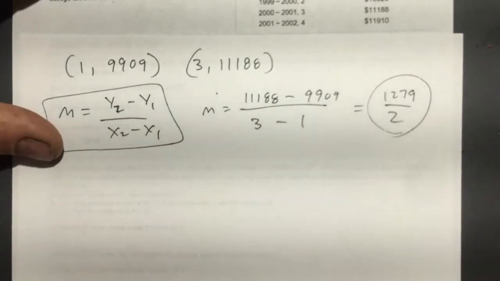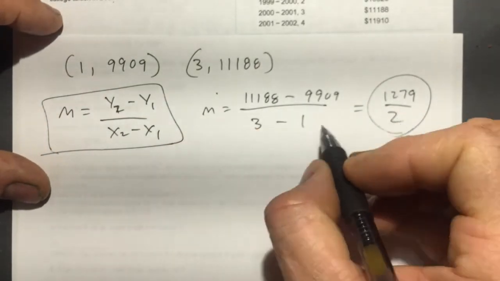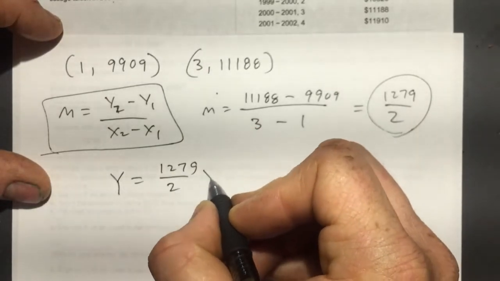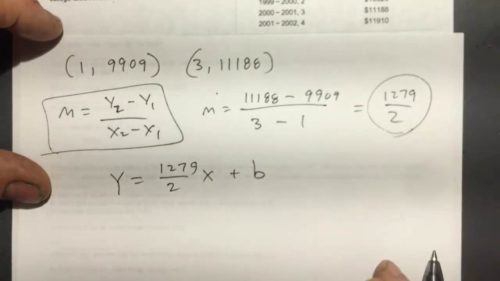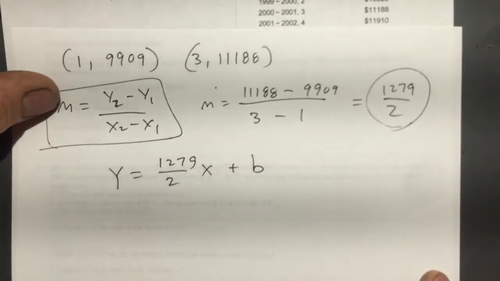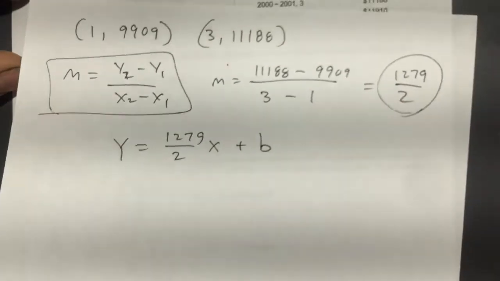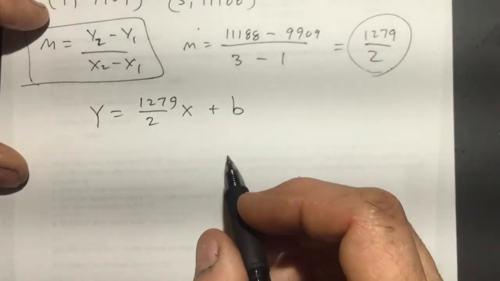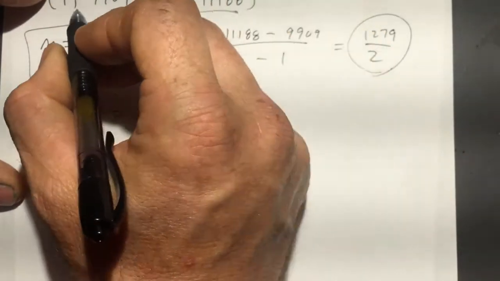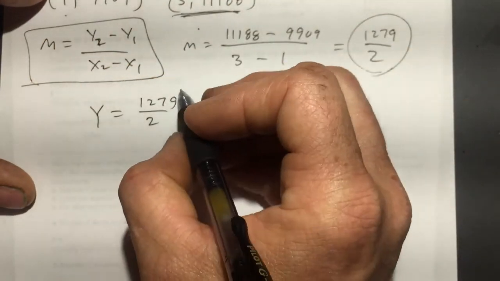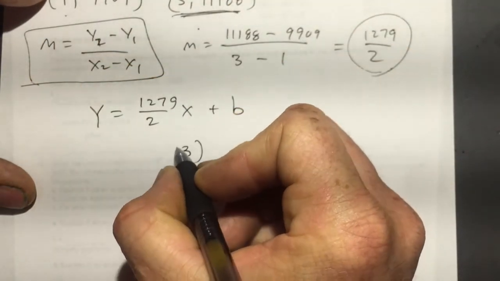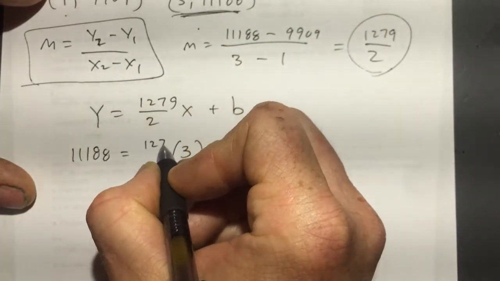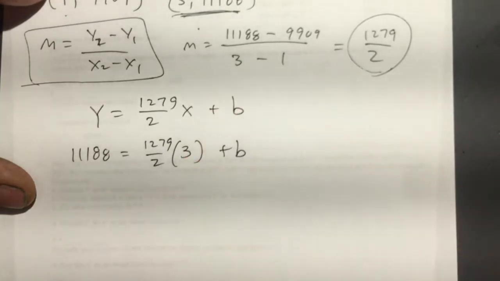Okay, so there's my slope, so I know it's going to be y equals 1279 over 2 times x plus some b number. Okay, now what would be my y-intercept number? So I'm going to have to take one of these points. I'm just going to take this one. I'm going to put the 3 in for x, and we'll put this 11,188 for y. So it looks like this.